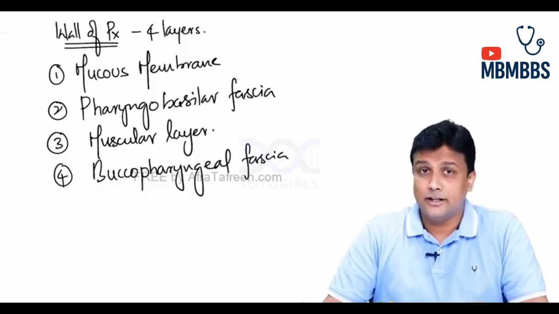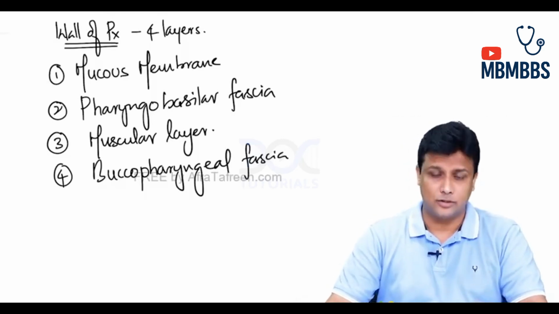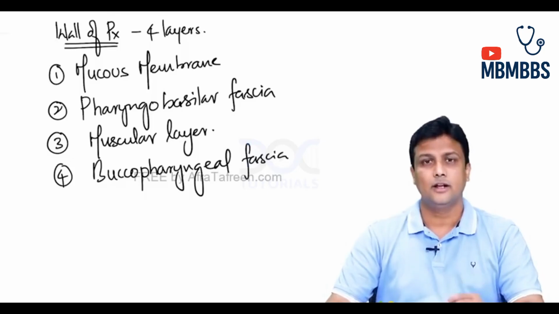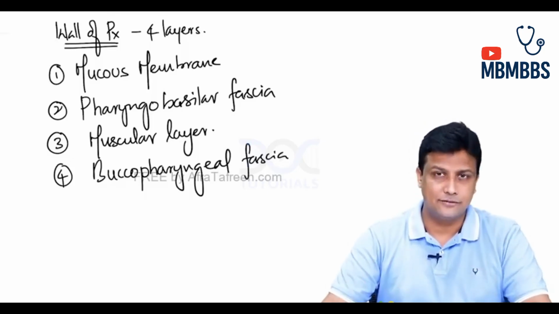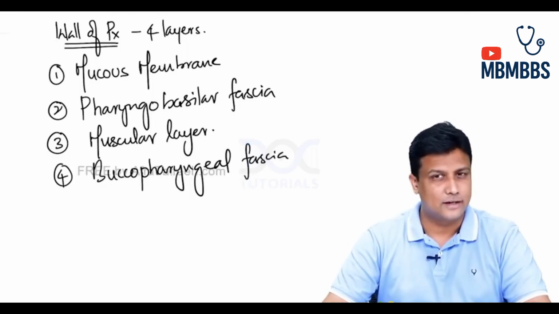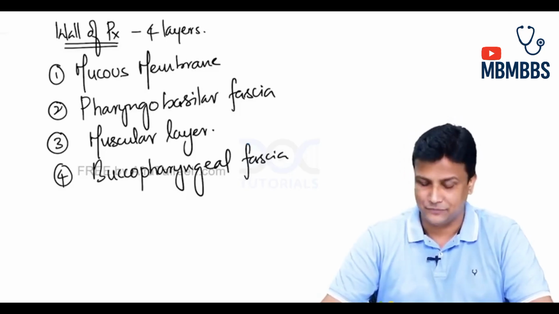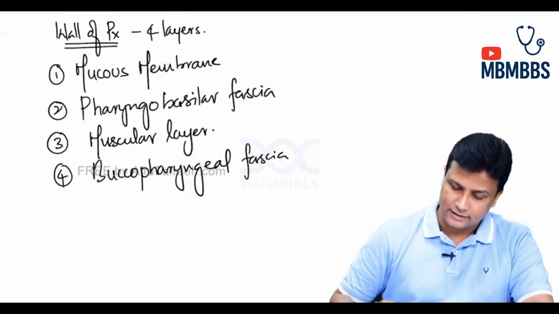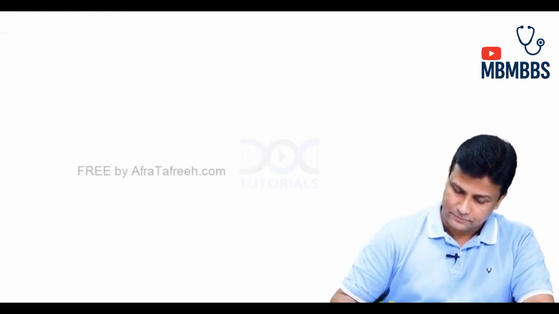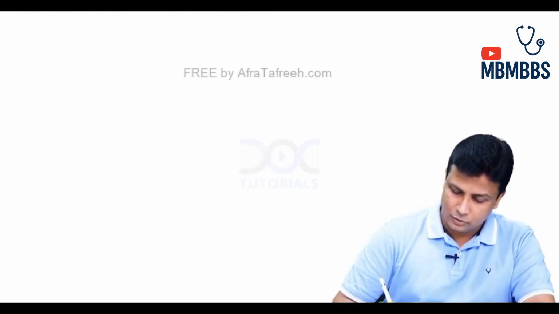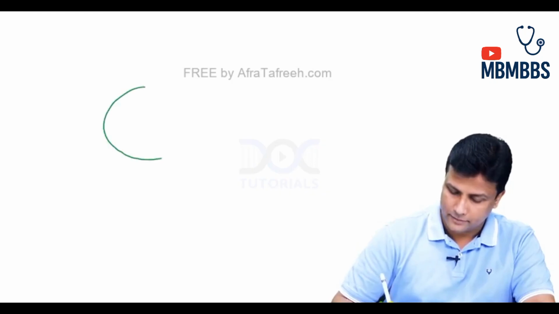So, again remember the arrangement, it is from inside out. The innermost layer is the mucous membrane, then surrounded by the pharyngobasilar fascia, then surrounded by the muscular layer, and then you have one more fascia, that is nothing but the buccopharyngeal fascia. So, let's do one thing here. Let's try to draw a diagram. The innermost layer will be the mucous membrane. Imagine this one here to be the mucous membrane.